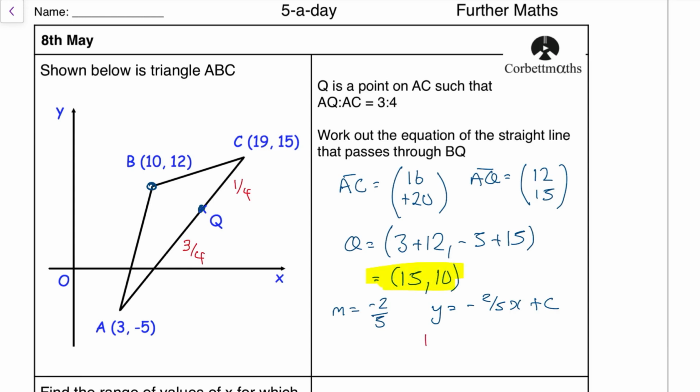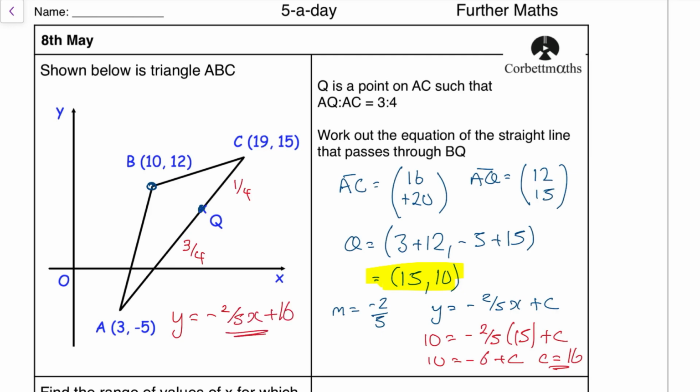So therefore 10 is equal to -2/5 of 15 plus c. Now, 15 divided by 5 is 3, times -2 is -6, so 10 equals -6 plus c, which means that c is equal to 16. So my final answer is y equals -2/5 x plus 16. And that is it. Good question, that. Quite difficult, but not too bad. A bit of a mix of different topics in one go.